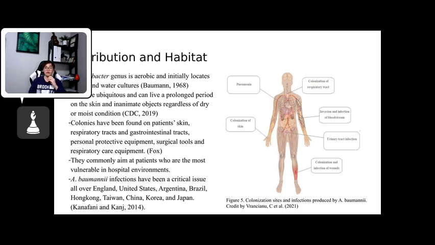The picture right here shows the areas on the human body that Acinetobacter baumannii can infect, because they can follow our bloodstream when they enter. They can cause pneumonia, wound infections, respiratory tract infections, urinary tract infections, even blood infections.